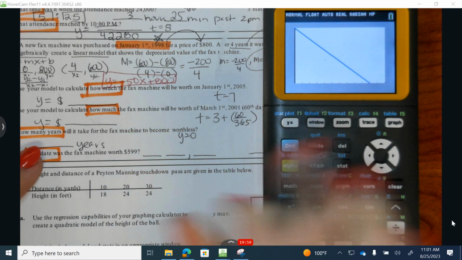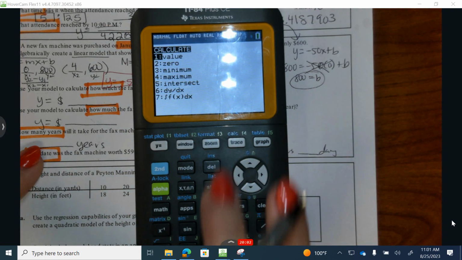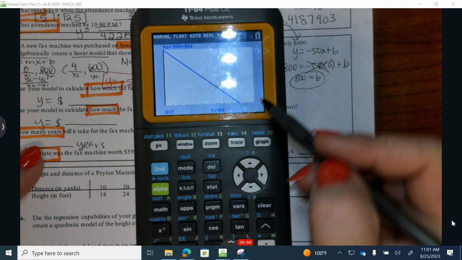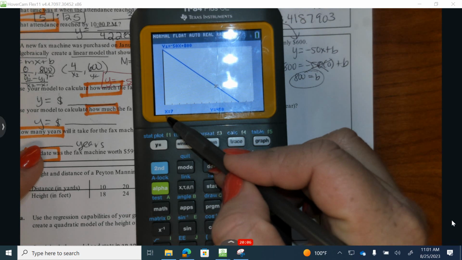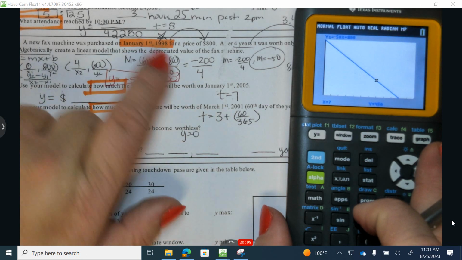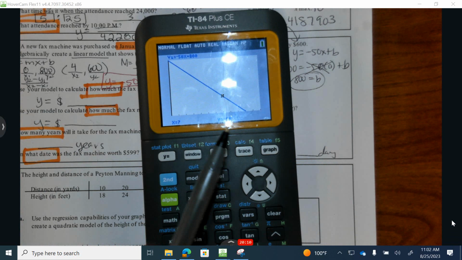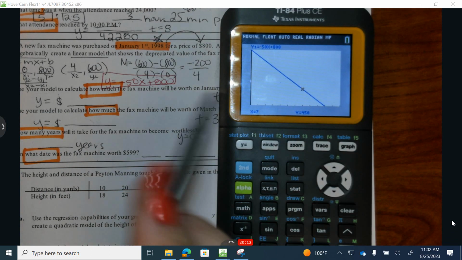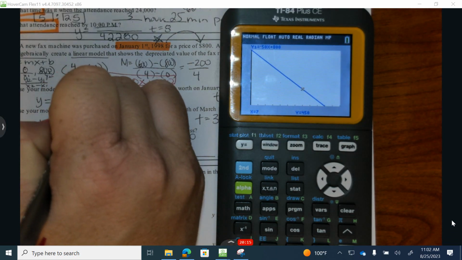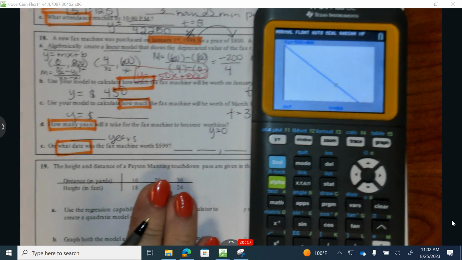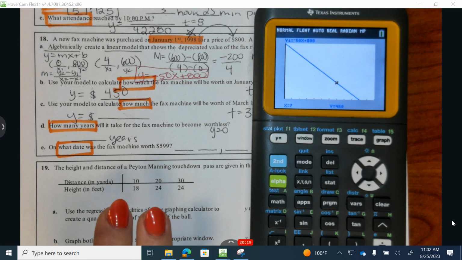T is the same as X. So second, trace, value, and go to 7. Okay, so at exactly 7 years after it was purchased, the value of the fax machine would be $450. Please go ahead and do part C. You have 30 seconds.